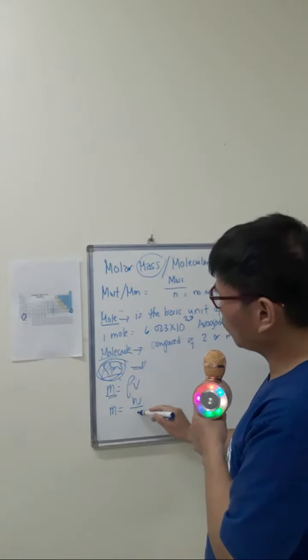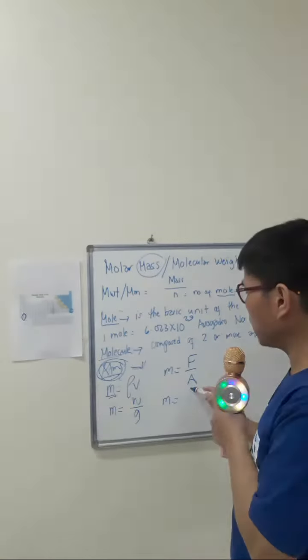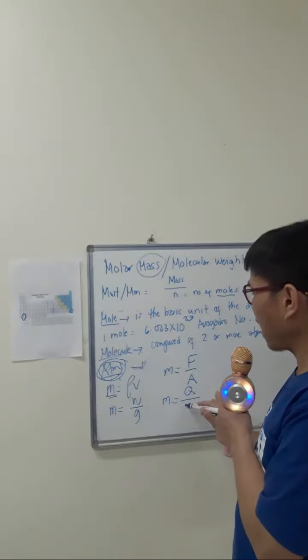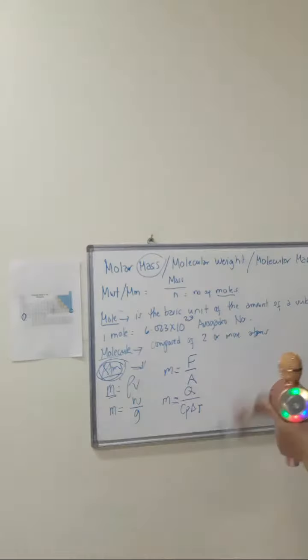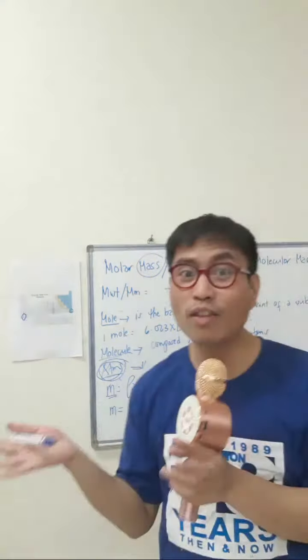Mass is equal to the heat over the specific heat capacity times the change in temperature. What else? There are a lot. So therefore, let's limit only to 4 as of this moment in time.